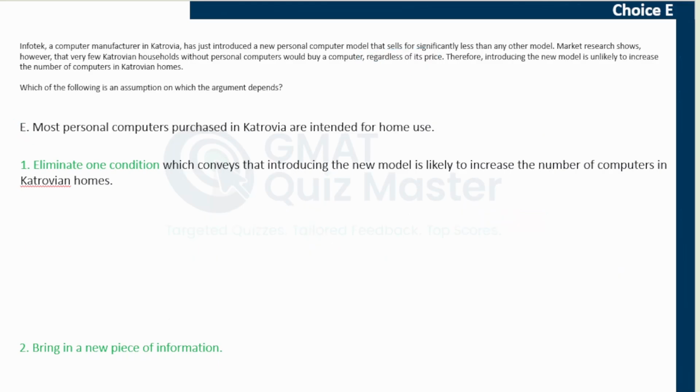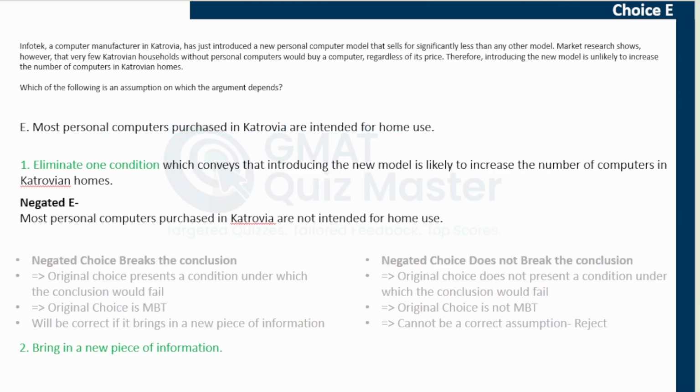Let's come to choice E now. Choice E says most personal computers purchased in Ketrovia are intended for home use. Most means greater than 50%. So more than 50% of the personal computers that are purchased in Ketrovia are purchased with the intention of using them at home. That is what choice E says. Let's negate choice E. Most personal computers purchased in Ketrovia are not intended for home use.